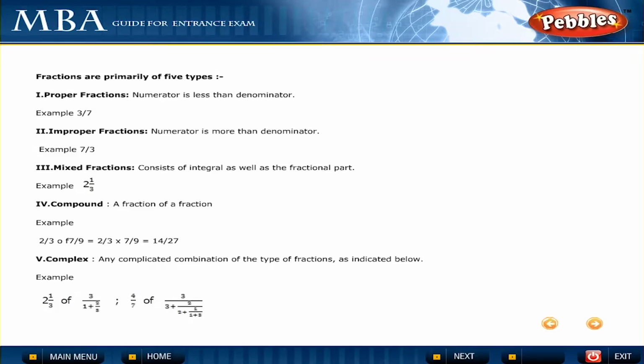Fractions are primarily of 5 types. Proper fractions: numerator is less than denominator. Improper fractions: numerator is more than denominator. Mixed fractions: consists of an integral as well as a fractional part. Compound: a fraction of a fraction. Complex: a complicated combination of the types of fractions as indicated below.